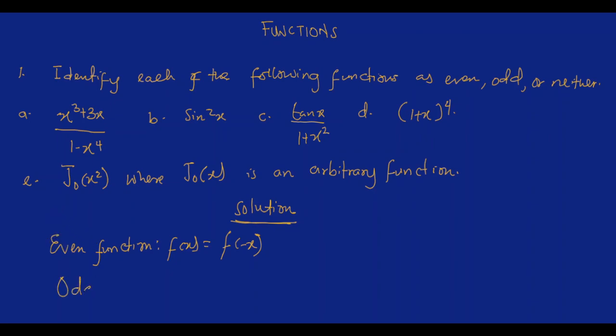And a function is said to be odd when f of minus x is the same thing as minus f of x. So substituting minus x into the original function, we are going to be having the negative of the original function. When a function doesn't satisfy either of these conditions, then we say that the function is neither even nor odd. So let's use this idea to solve these questions.